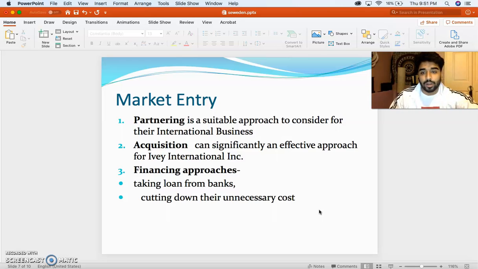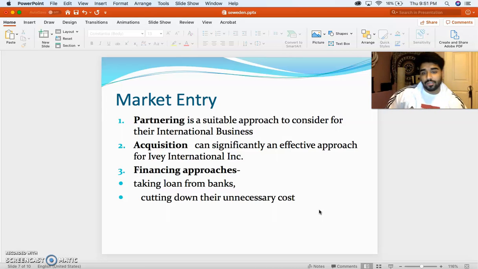Coming up to the next point, which is acquisition. Acquisition can be a significantly effective approach for Ivy International, as the company can enter the market by acquiring small businesses operating in the local market. Acquisition is when a company purchases most of the other company's shares to gain control of that company.